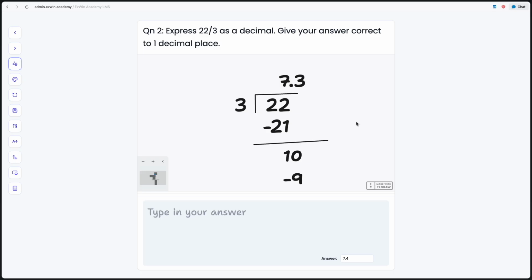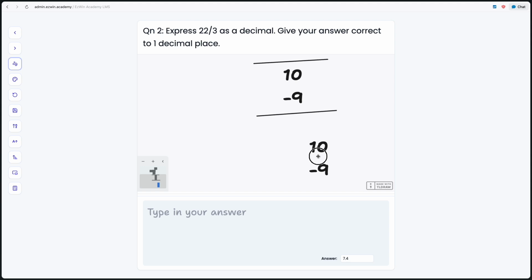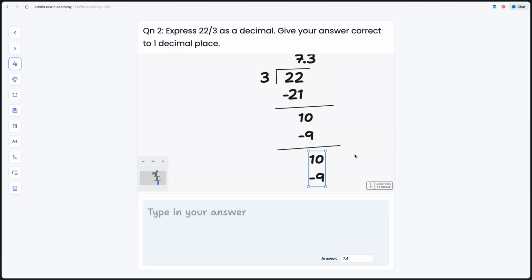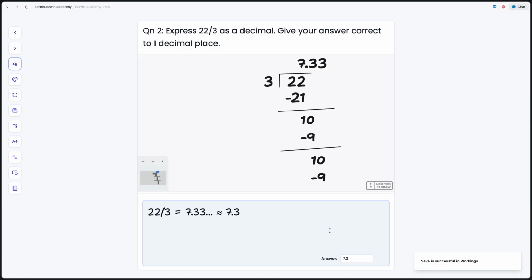And then from here we can have 10 minus 9, which will then become 1, right? And then same thing, 10 minus 9, it will look something like this, right? So in this case, it will also be 3 again, right? In this case, 7.33. So we were to round up, okay? So 22 out of 3 is basically 7.33. And if we were to round up to 1 decimal place, that means it's 7.3. So there you go. So the answer is 7.3. All right, let's move on to the next question.